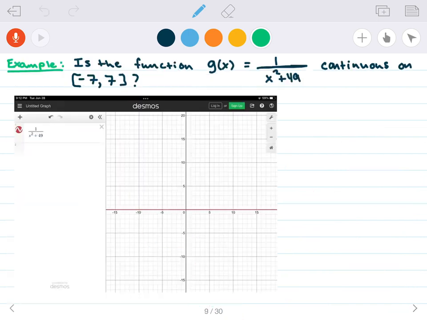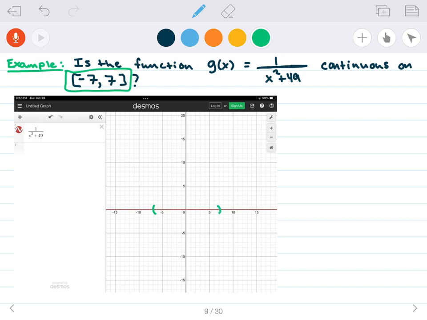Okay, let's do another example. Is the function g of x equals 1 over x squared plus 49 continuous from x equals -7 to x equals 7? Well, -7, if we draw our little neighborhood, is going to be right here, starting. x equals 7 is going to be right here.